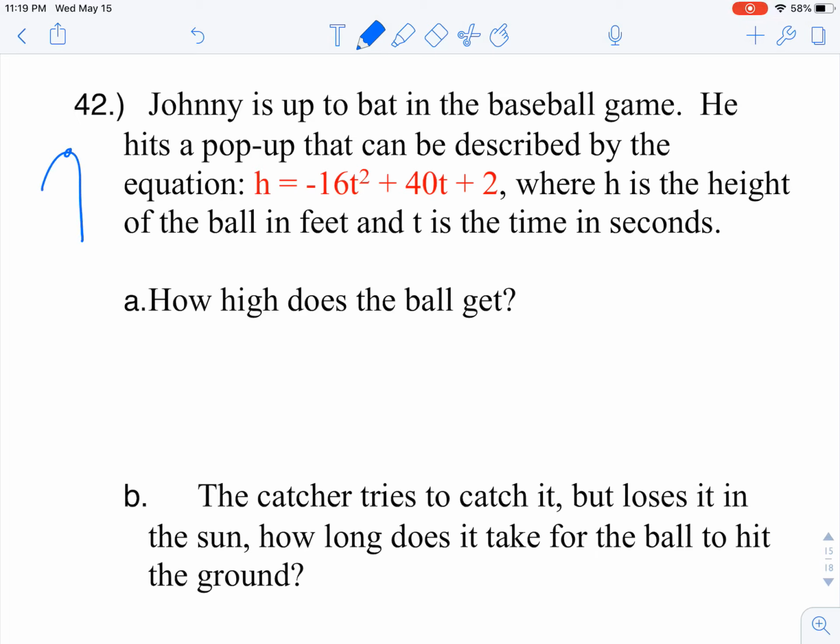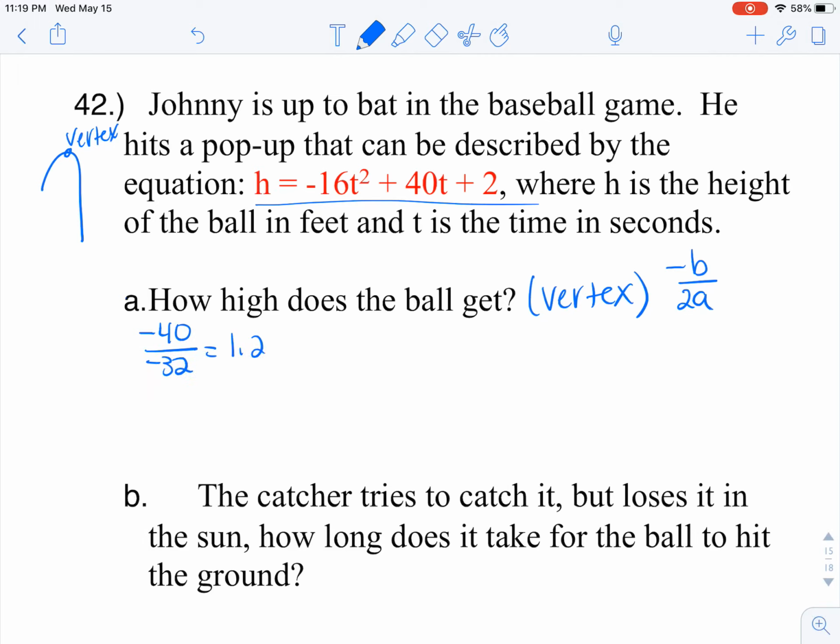The highest point, so for A, is going to be your vertex. So anytime it says how high or how low something gets, it's going to be vertex. To find vertex, we do negative b over 2a. That gives you your x value, and then you plug it back into your quadratic equation to find your y value. And the y value is what we really want. So on this, it would be negative 40 over negative 32, which is 1.25.